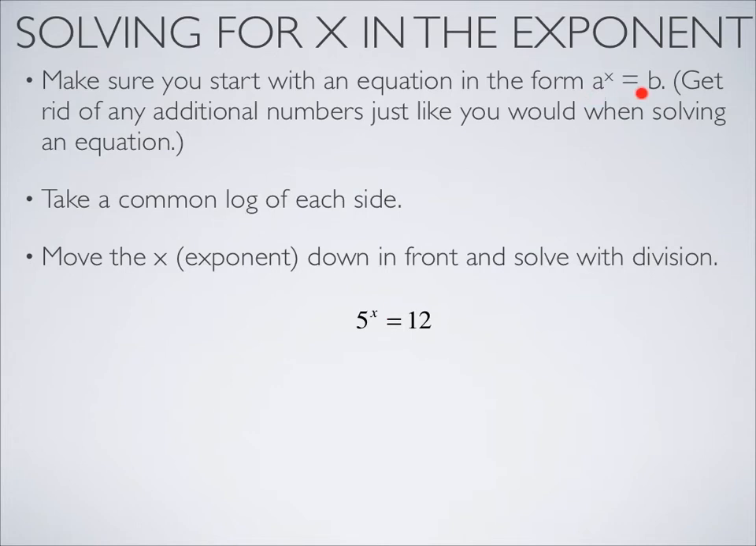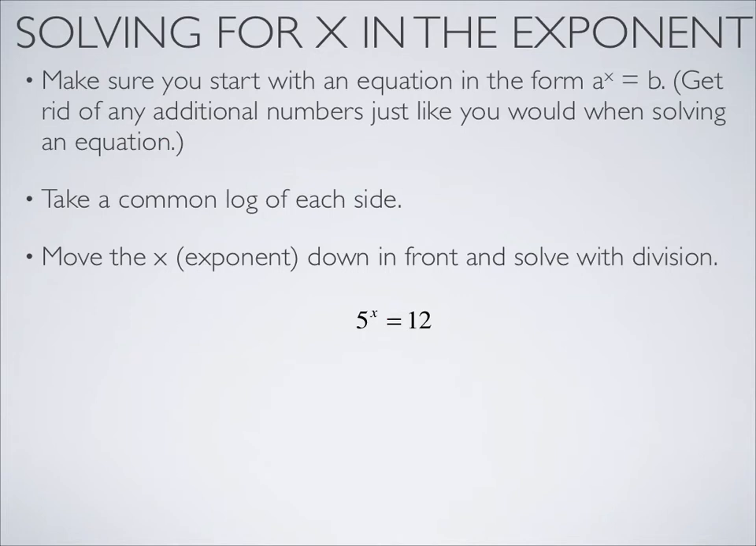So first of all, you want to make sure it looks like this. It's something to the power of x equals another number. If you have any extra numbers sitting around, get rid of those first. So if you had like a +2 sitting out here, or a multiplied by 3 or something, get rid of those first. Then we're going to take a common log of each side, which lets us bring the exponent down in front using that powers property. And then I can solve by dividing the logs.